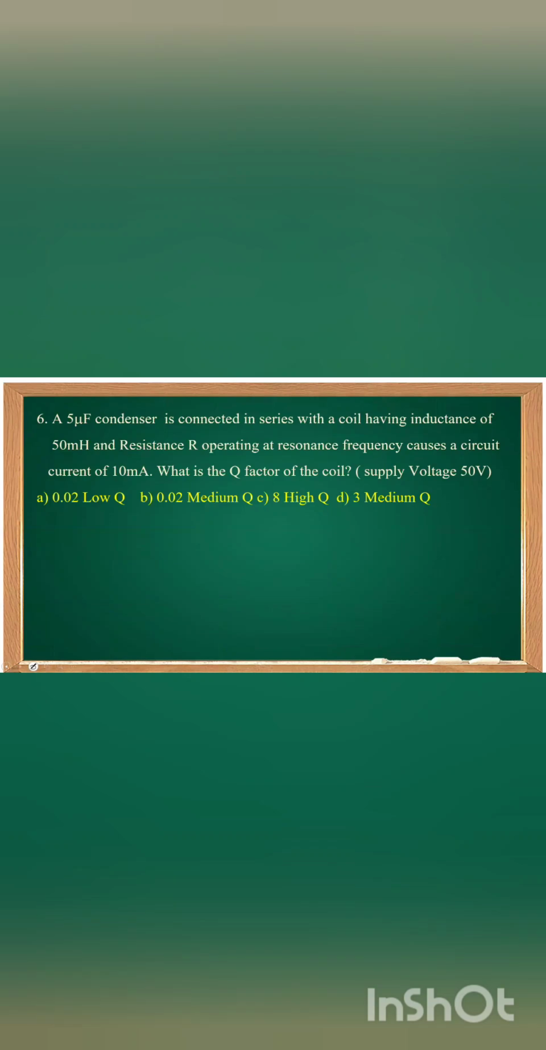A 5 microfarad condenser, in the sense a capacitor, is connected in series with a coil having an inductance of 50 millihenry and resistance R. Operating at resonance frequency, it causes a current of 10 milliampere. What is the quality factor of the coil? How to calculate the quality factor of the coil? It's very simple. What is the formula for quality factor?